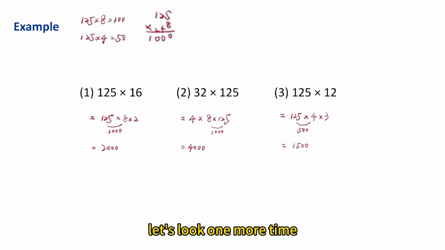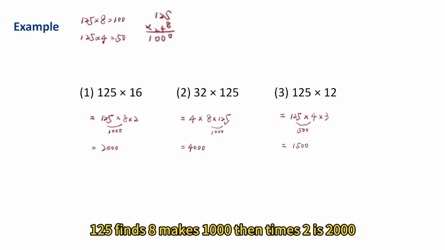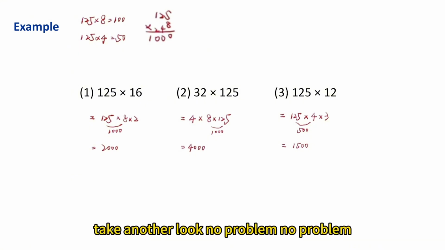Let's look one more time. 125 times 8: 125 finds 8, makes 1000. Then times 2 is 2000, right? Take another look. No problem. I'm moving on.